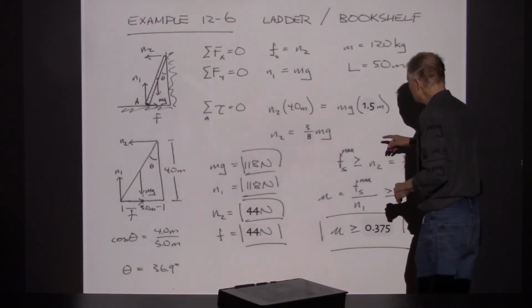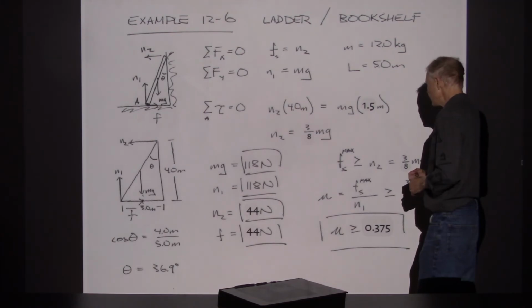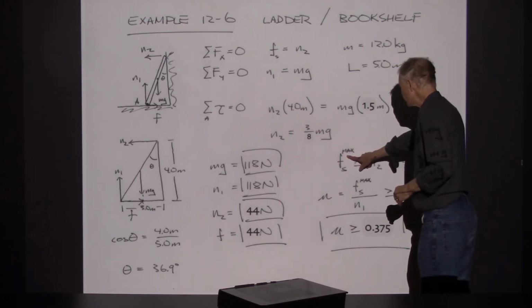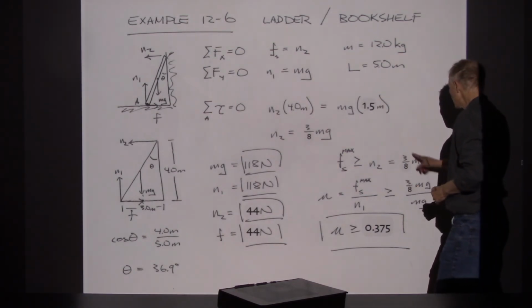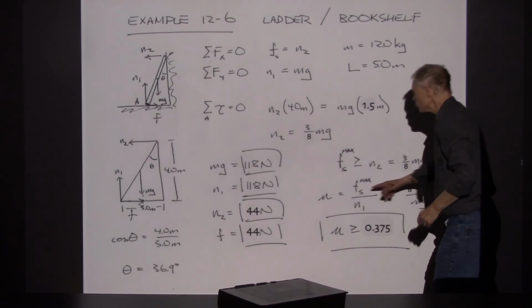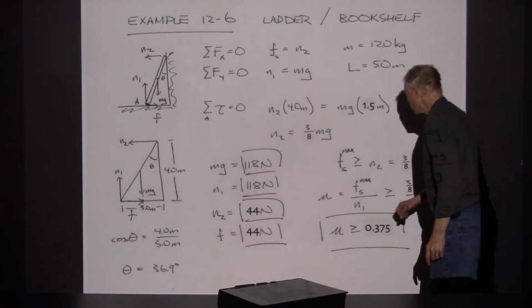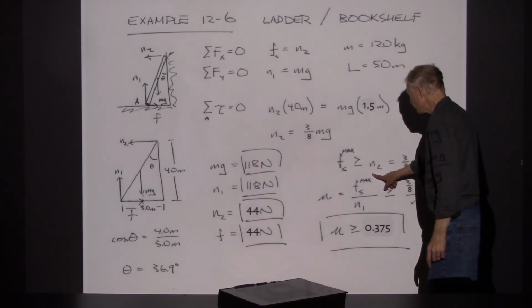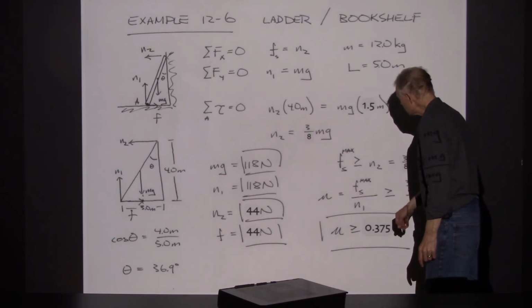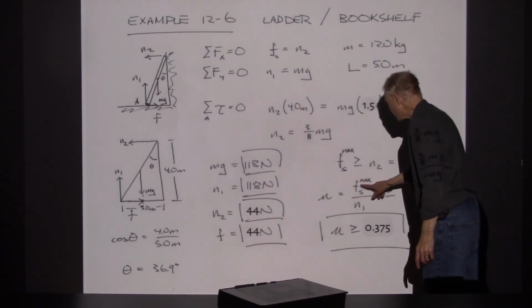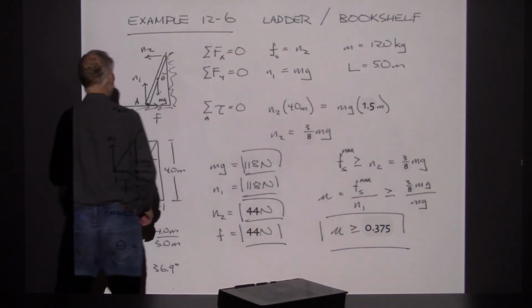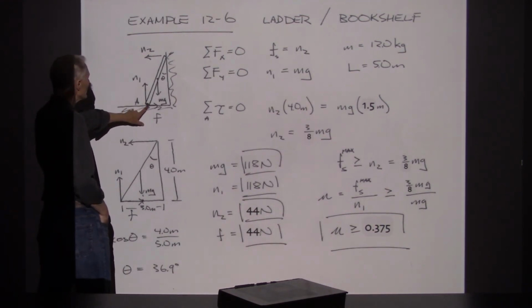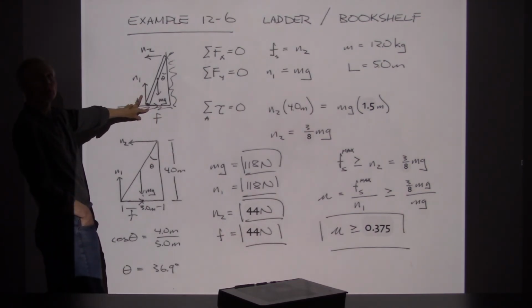The maximum static friction needs to be at least large enough to equal N2. That would be 3/8 times mg. So the static coefficient of friction would be the maximum value divided by N1. The way coefficients are defined, the coefficient of friction is equal to this frictional force divided by the corresponding normal force.